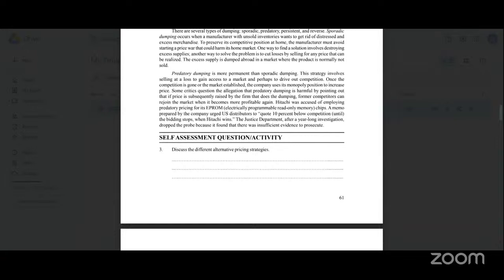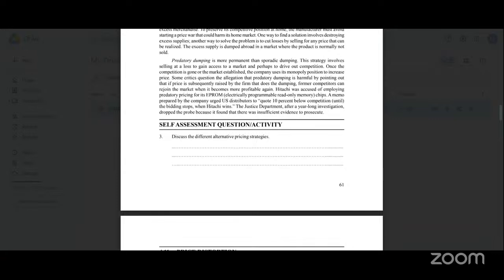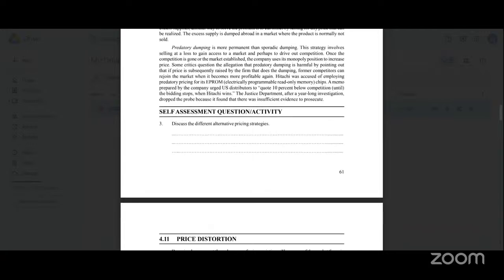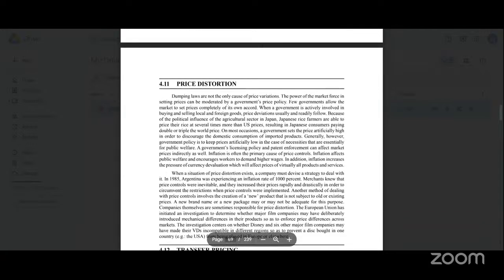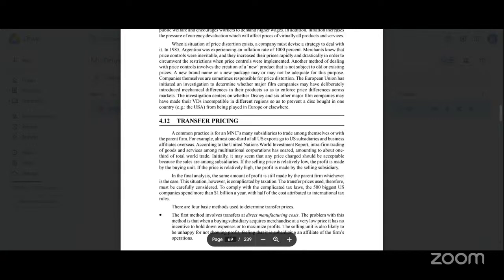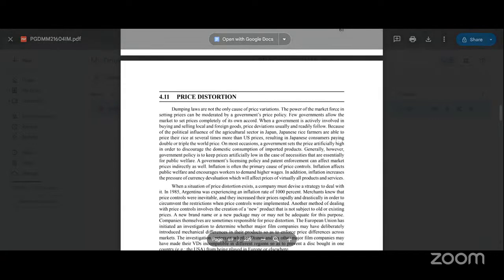The third one is persistent. That means it is applicable over a long period of time. It is not a one-time thing, but long term. And the next one is reverse. Reverse dumping is where you introduce dumping for a certain period of time, but then over a period you actually reverse the dumping process. There's also a price distortion.